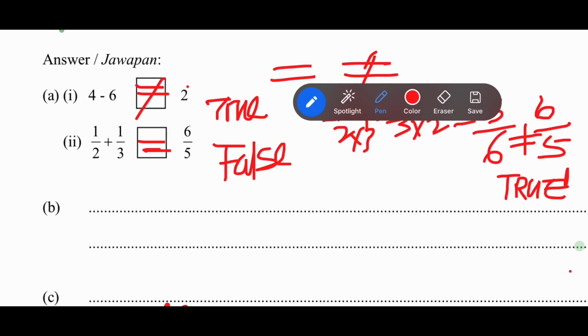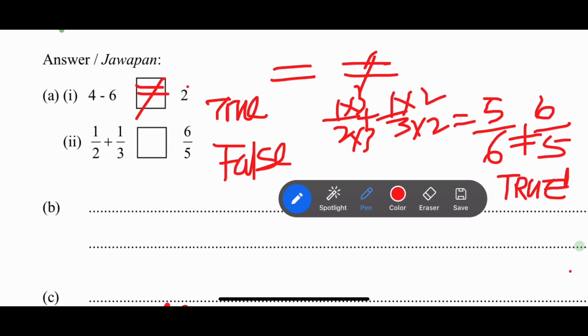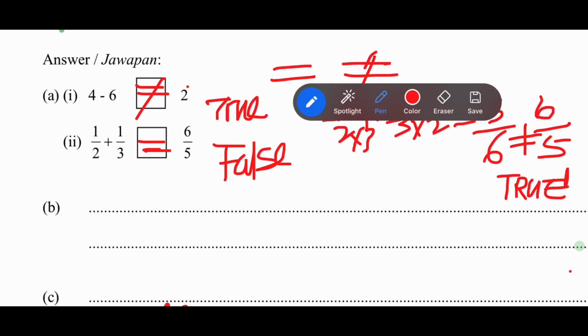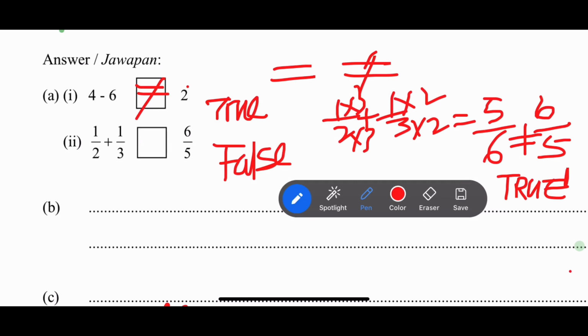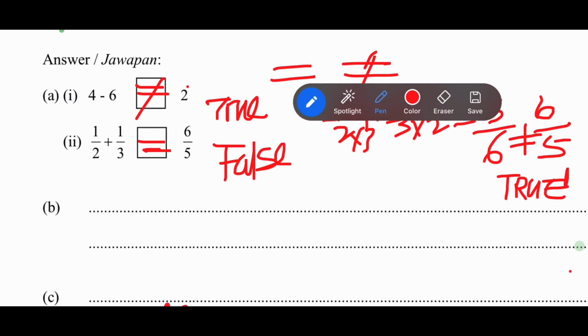Many students will make a mistake because they didn't think logically. Logical thinking is part of the HOTS question. So you need to think first before you write the answer. For B, the converse is very easy. You just write: if k squared is more than 4, then k is not equal to negative 3.